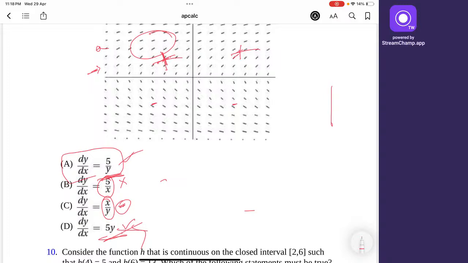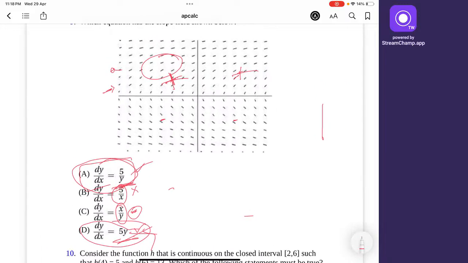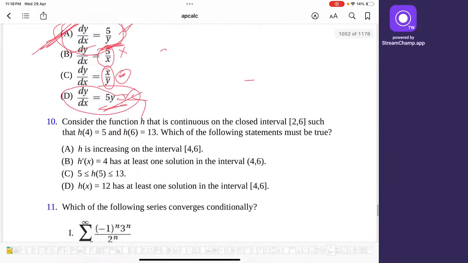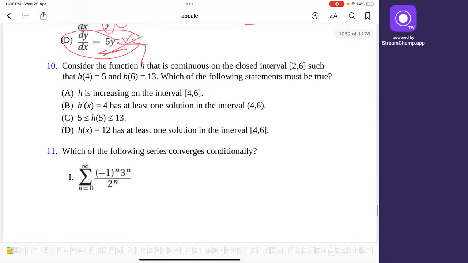Now look, this is inversely proportional to y, this is directly proportional to y, and we observe that as y is increasing the slope is decreasing. So the one which is inversely proportional should be the right option. So the right answer is option A. I hope that makes sense. If you have any questions, feel free to comment down below.